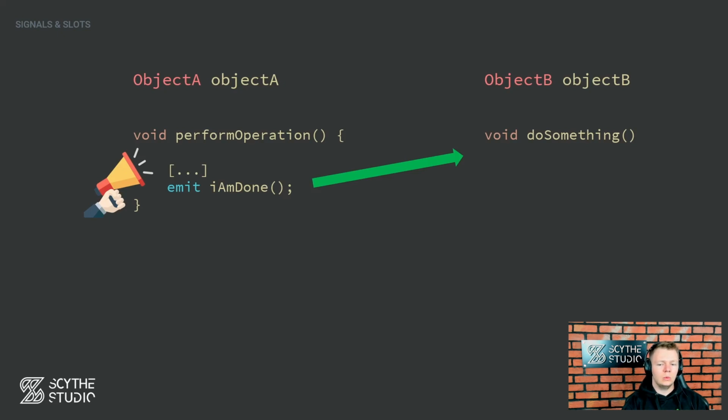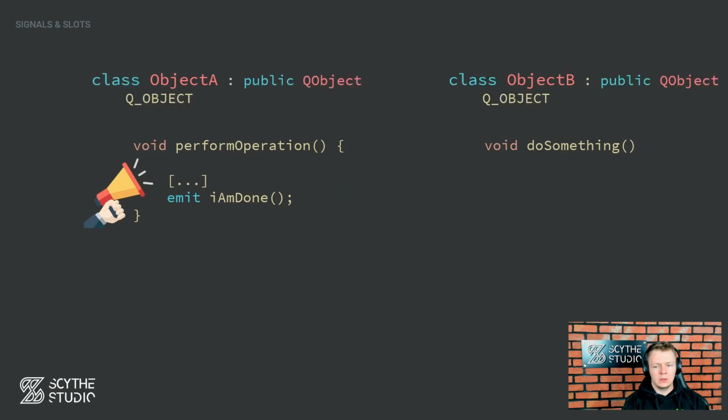But how do I make such a connection? Well, you simply need to do a few things. First, ensure that your classes inherit QObject and use the Q_OBJECT macro. You will learn more about them in one of the next episodes about the meta-object compiler. So for now, let's ignore this. And then you need to declare your signal just like any other method, but after the signals keyword. You can also mark object B's doSomething method as a public slot, but this is not necessary.